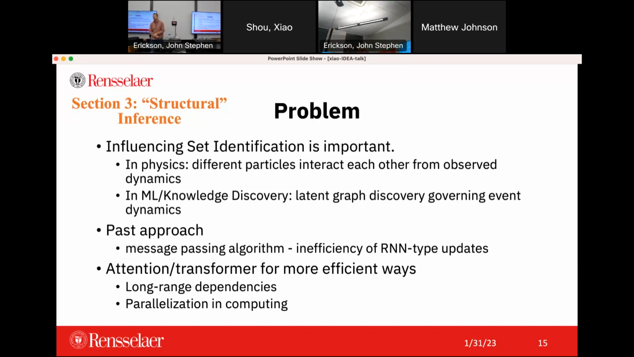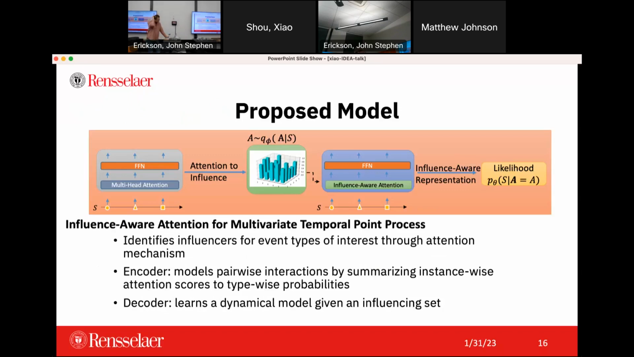And the transformer type also captures potential long-range dependencies. So here's the overview of our proposed model. That's a decoder type of model, right? So there's a latent graph that we can capture. I'll briefly talk about it here, and then we'll look into it in the next slide. What I call inference-aware attention for multivariate temporal point processes is good for identifying inferences for the event type of interest through the attention mechanism. The encoder models the pairwise interaction, and then the decoder learns a dynamic model given an inferencing set.